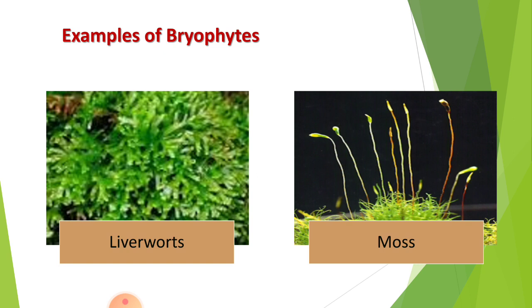This is the photograph of bryophytes, liverworts and moss. In liverworts, you should see the thalloid plant body. That is, the plant body is not divided into root, stem and leaf. In another photo, the photo is of moss. Here you see a foliose structure. That is, here the plant body is divided into root, stem and leaf.